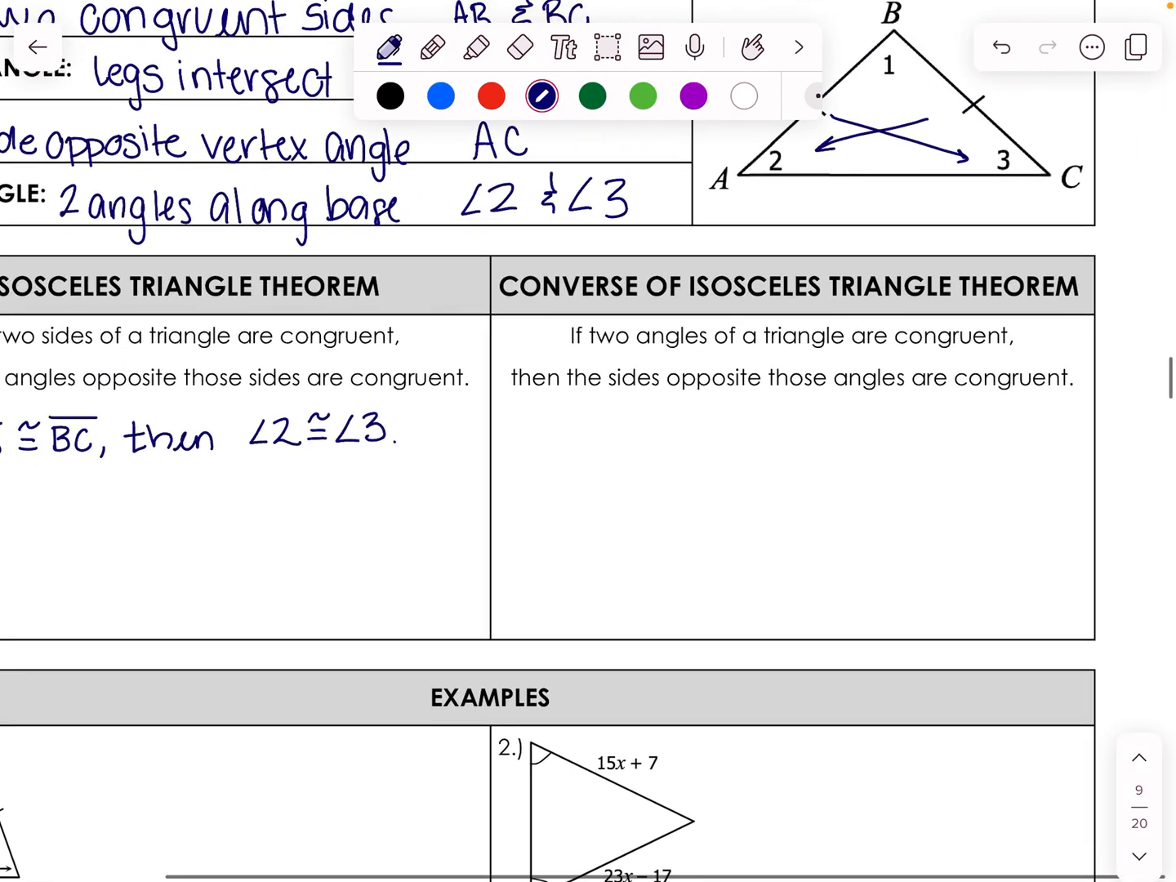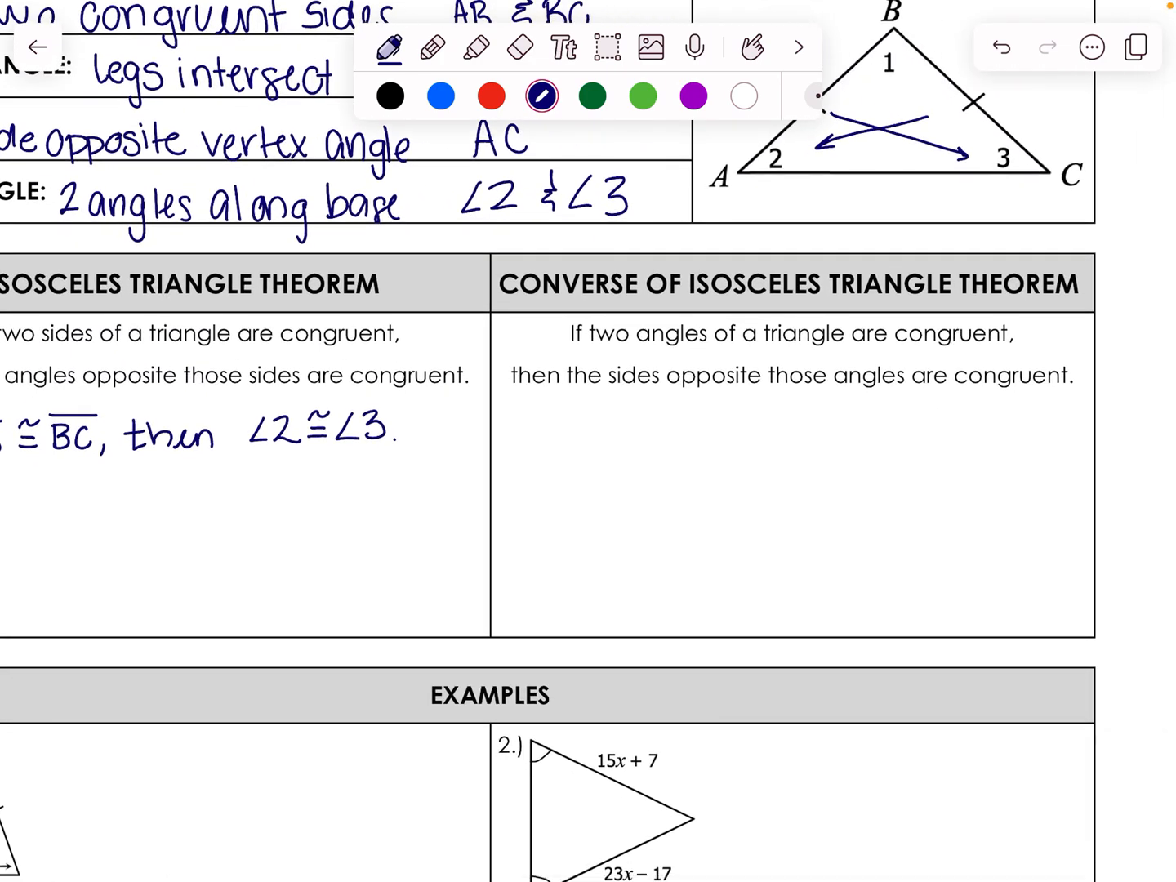And then the converse of that is true as well. Remember, converse just means you switch your if and your then. So if two angles are congruent, so if our two base angles are congruent, say angle 2 is congruent to angle 3, then the sides opposite those are going to be congruent. So then AB would be congruent to BC.